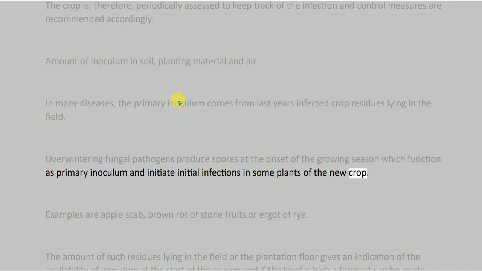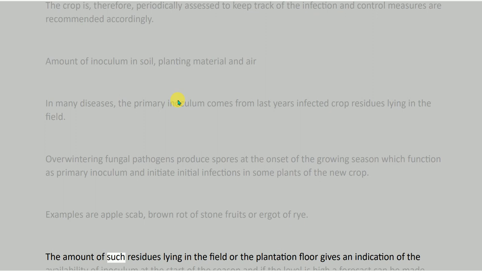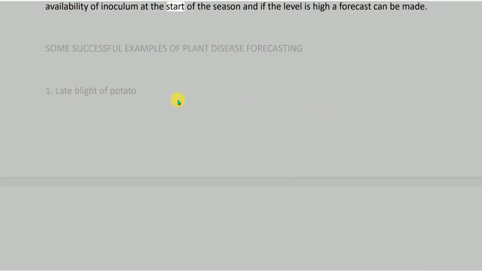Examples are apple scab, brown rot of stone fruits or ergot of rye. The amount of such residues lying in the field or the plantation floor gives an indication of the availability of inoculum at the start of the season, and if the level is high, a forecast can be made. Some successful examples of plant disease forecasting.